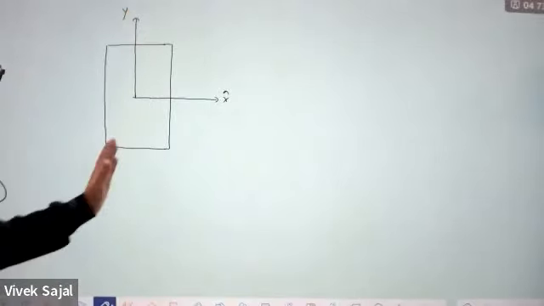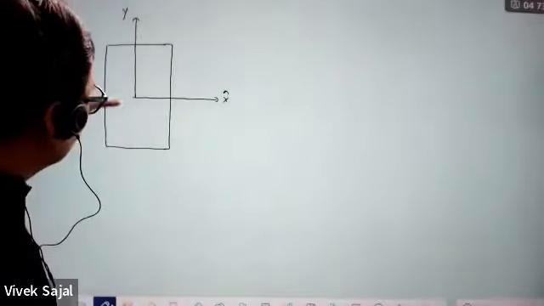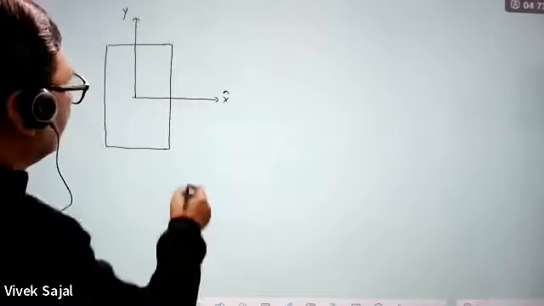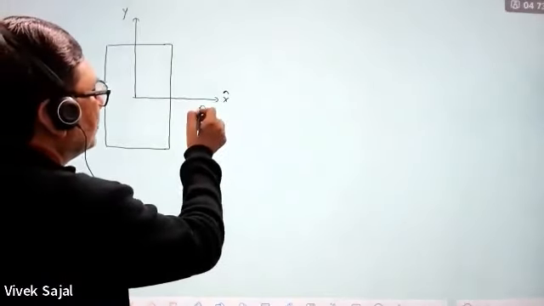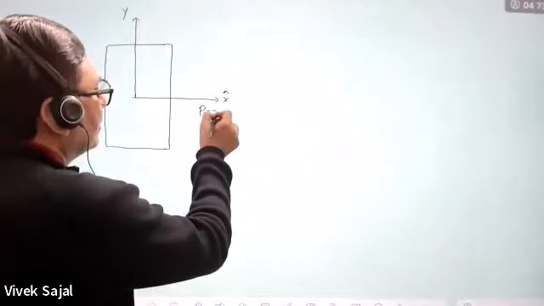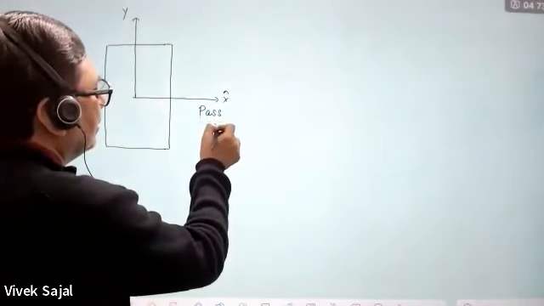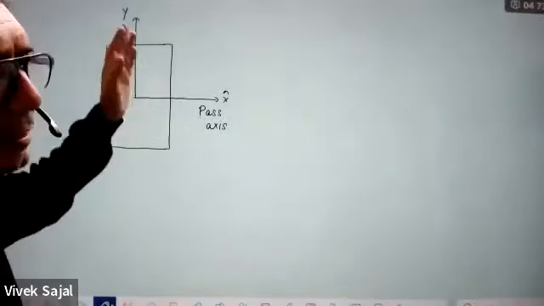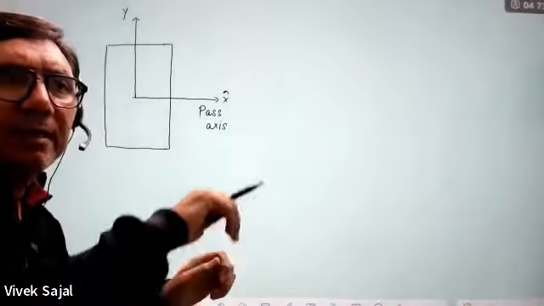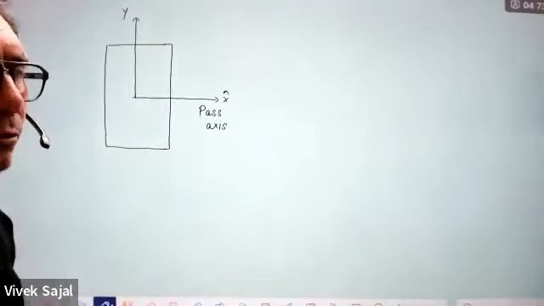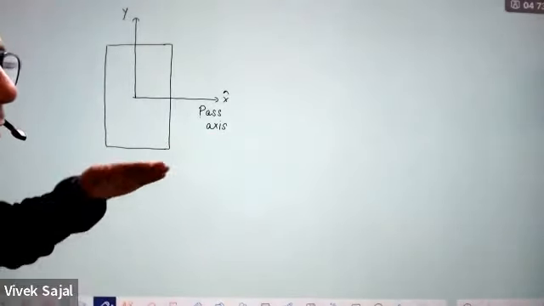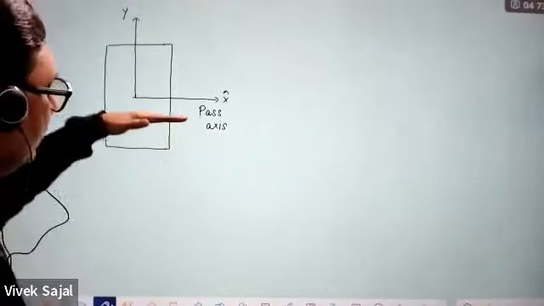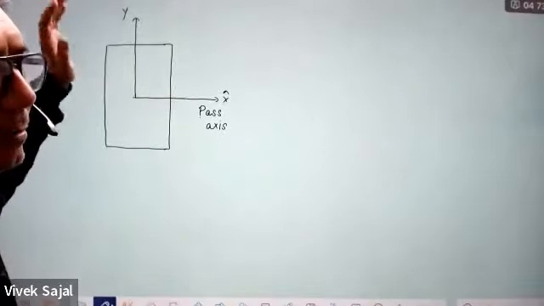You can choose the y-axis as the pass axis, or you can consider the x-axis as the pass axis. This is your choice. For simplicity, I'm saying this is the pass axis. In different questions, I can choose the pass axis here or here; that will be mentioned on the polarizer. There will be a particular direction in which electric vectors are allowed to pass. Other vectors which are not parallel to this axis will not be allowed.